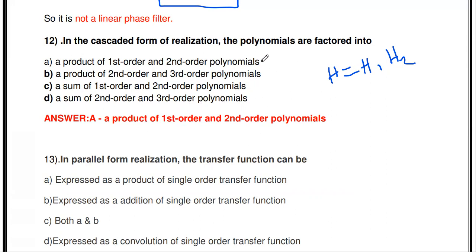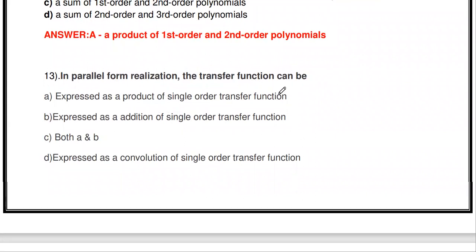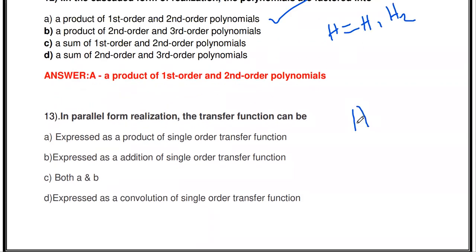So product of first order and second order polynomial. Okay, this is the correct one. Then in parallel form realization, the transfer function can be... So in parallel form realization, the transfer function H, we have to express as an addition of H1 and H2.